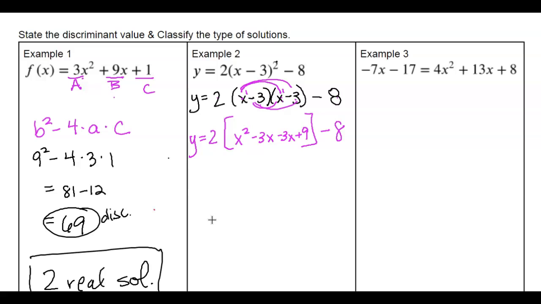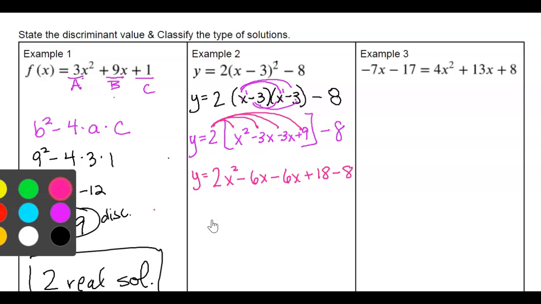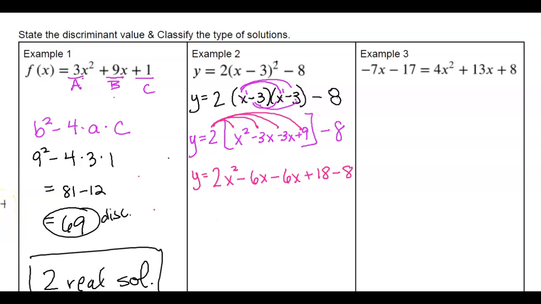Write it out twice. Do the multiplying of the parentheses. Then I'm going to distribute the 2. So we get 2x squared minus 6x minus, remember you multiply, 6x plus 18. Once you've distributed, you don't need the parentheses, and then I get minus 8. Our last step is to combine like terms. So this is my only x squared. We can add these together. So negative 6 minus 6 is negative 12. And then we can add these together. 18 minus 8 is 10.